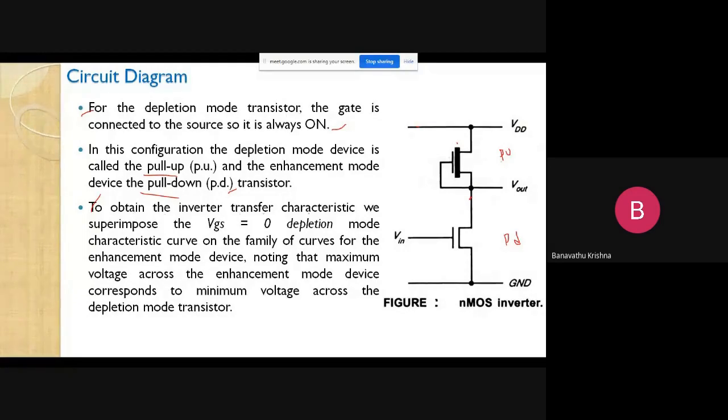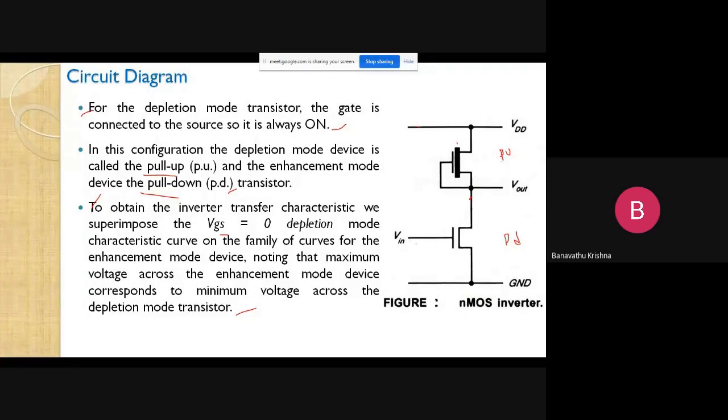In the inverter transfer characteristics, we superimpose the VGS equal 0 depletion mode characteristic curve on the curve for the enhancement mode device. The maximum voltage across the enhancement mode device corresponds to the minimum voltage across the depletion mode transistor. So the meaning of this point here is that the depletion mode is always on. Even here VGS equal 0, output is high.